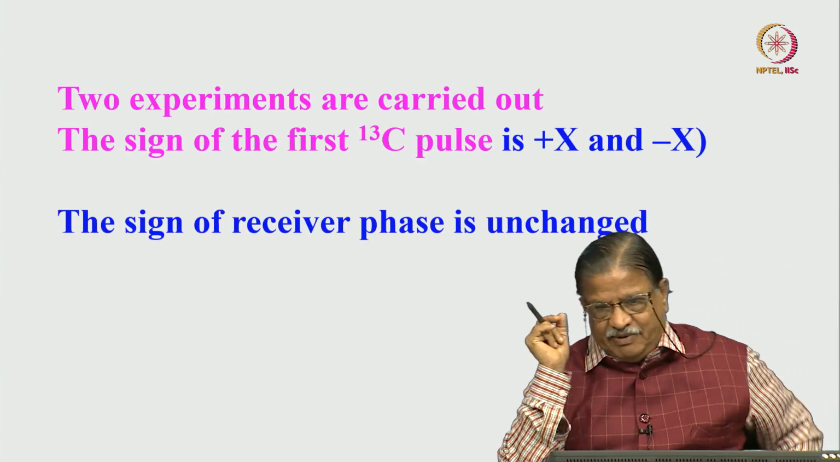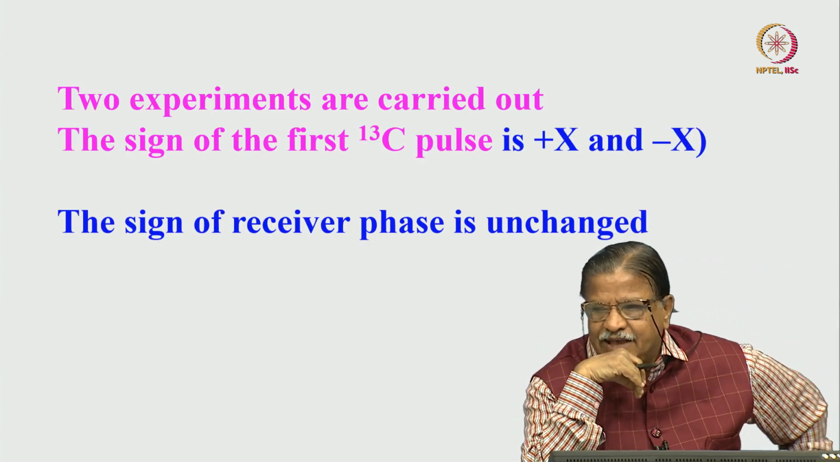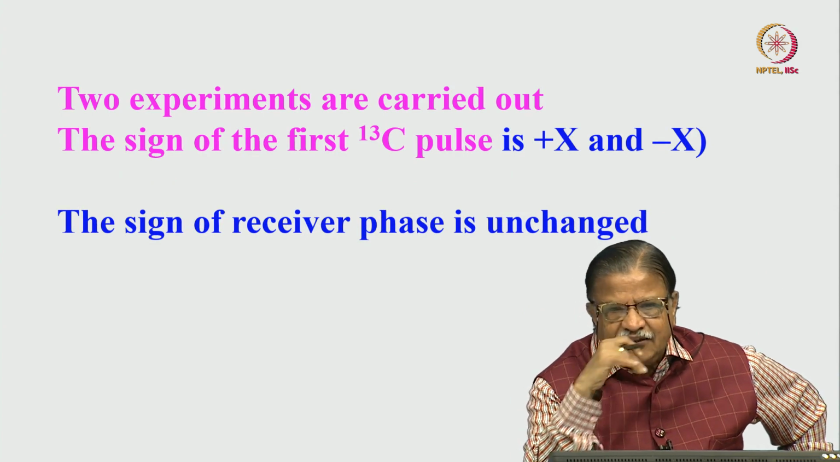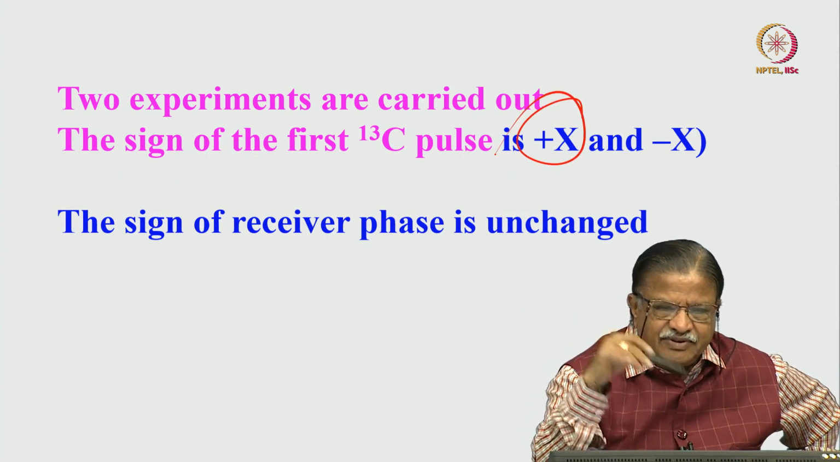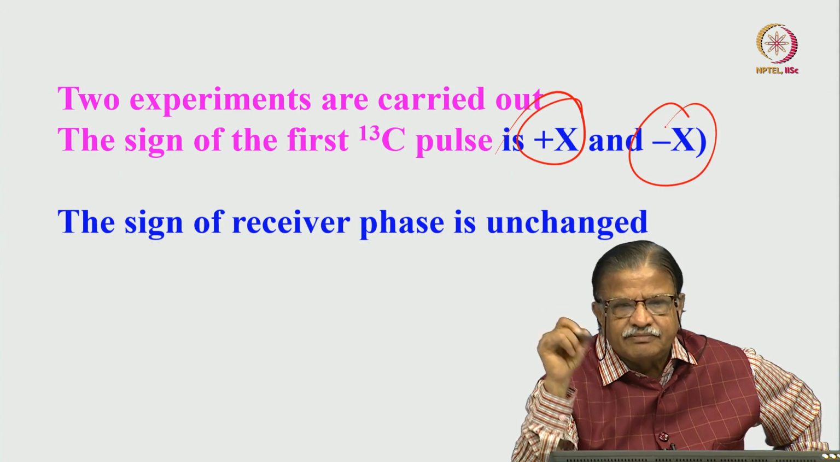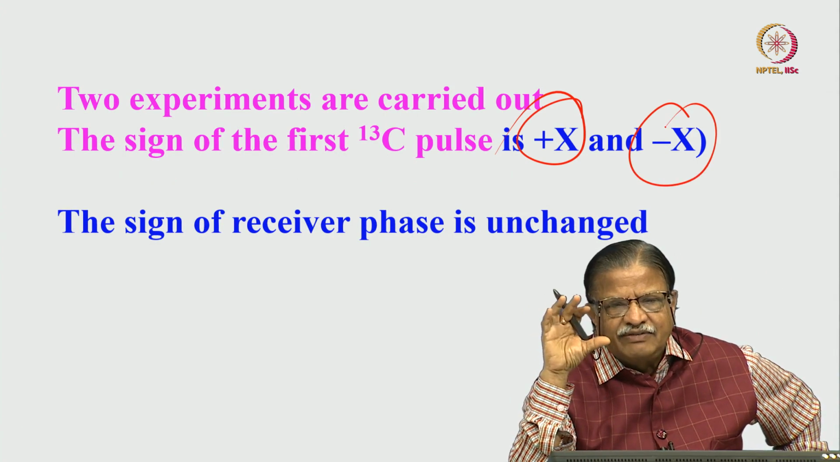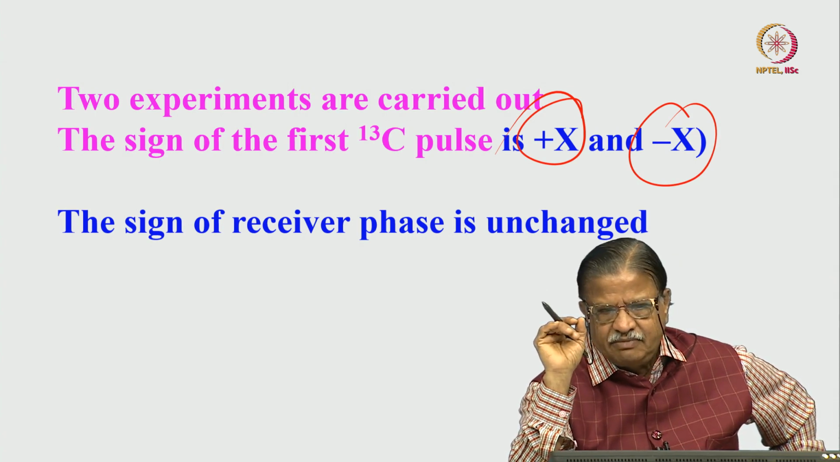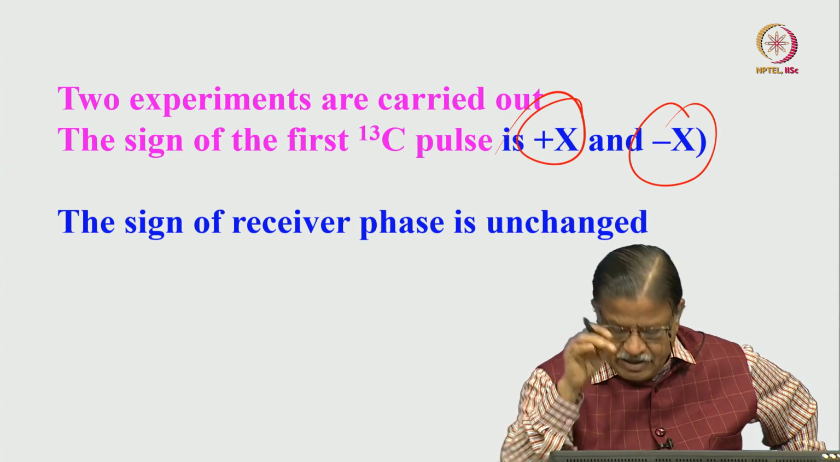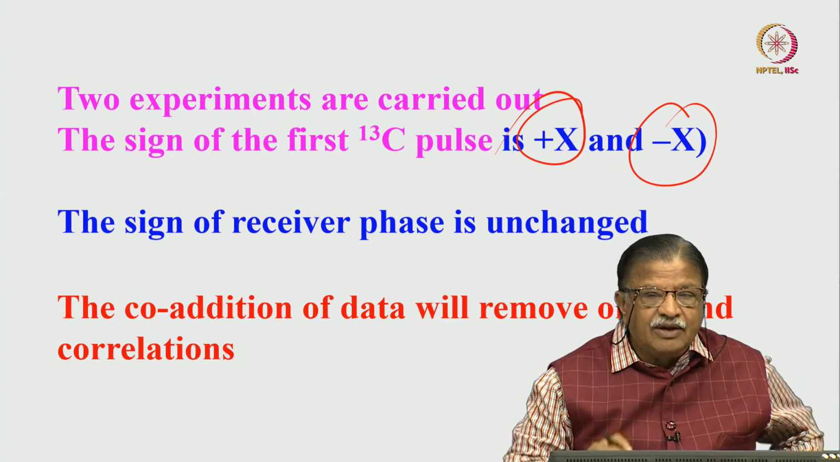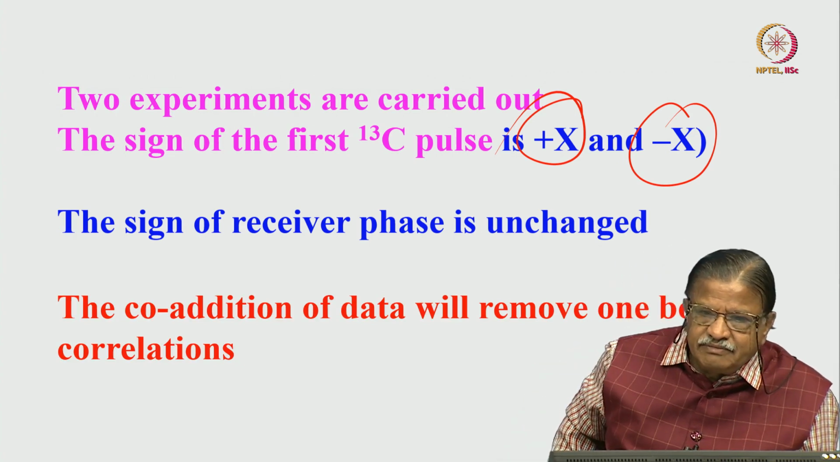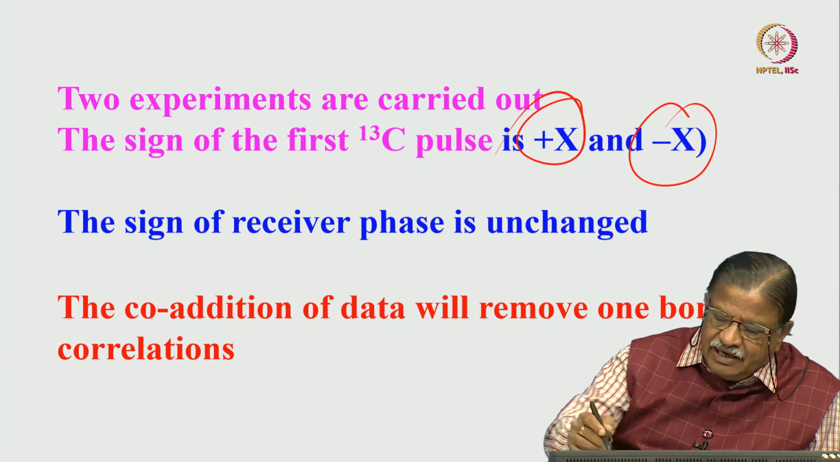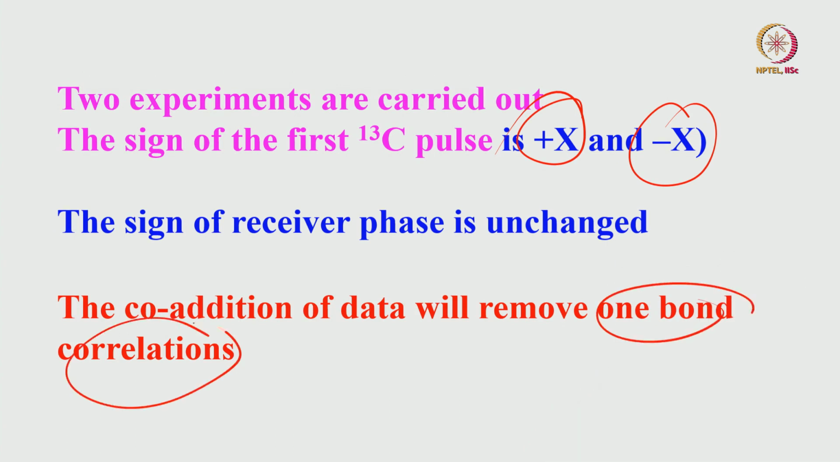Then we do two experiments. One experiment with the sign of the first carbon 13 pulse plus X, the other minus X. And the receiver phase is always kept unchanged. This is the experiment we do. And then we add both the data. When we do that, one bond correlations are suppressed.